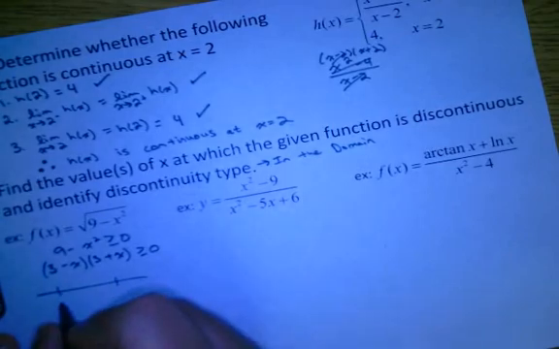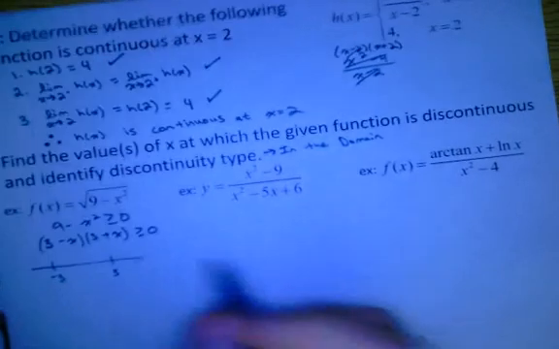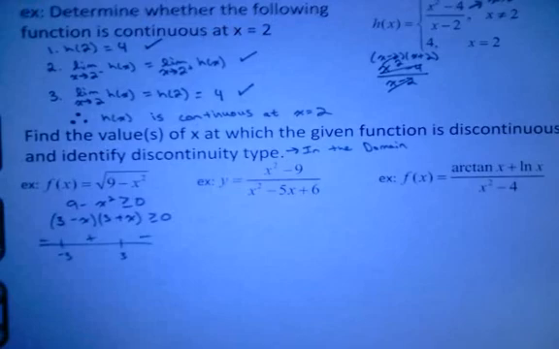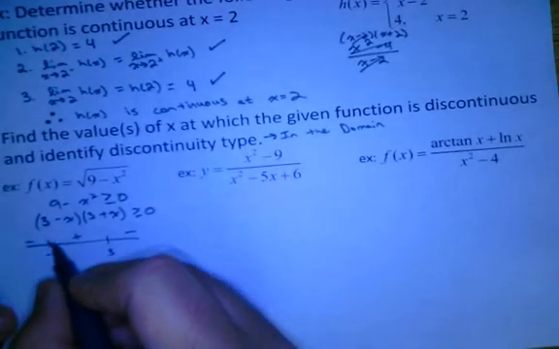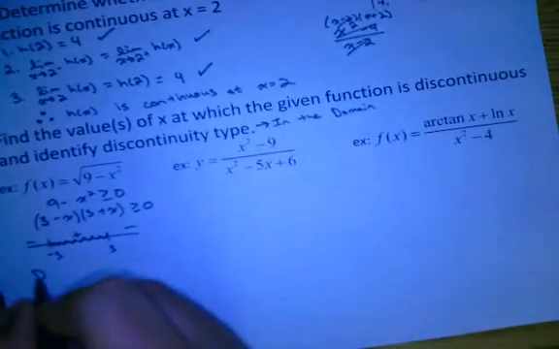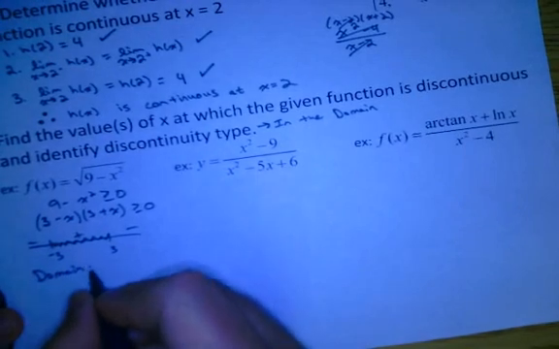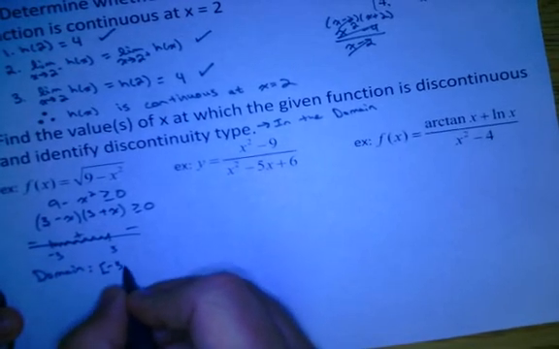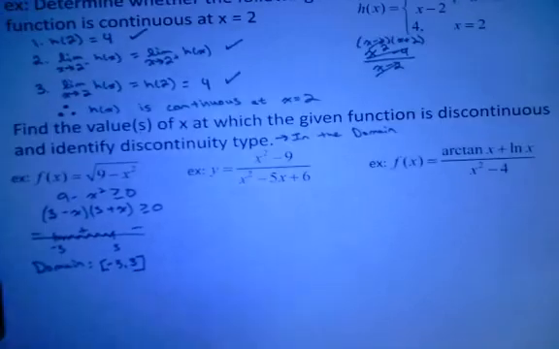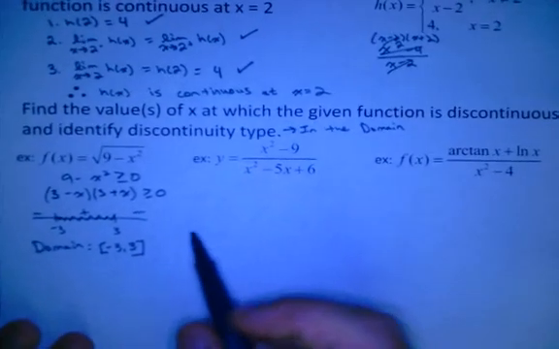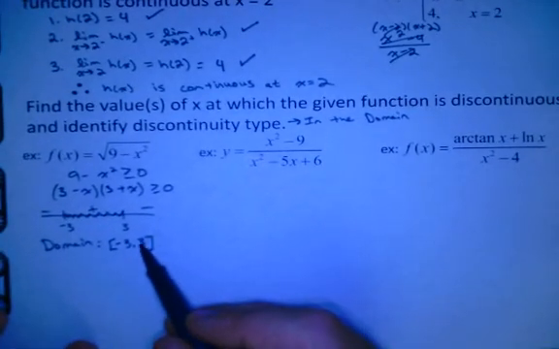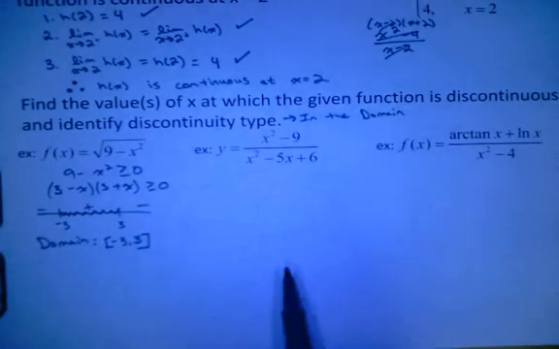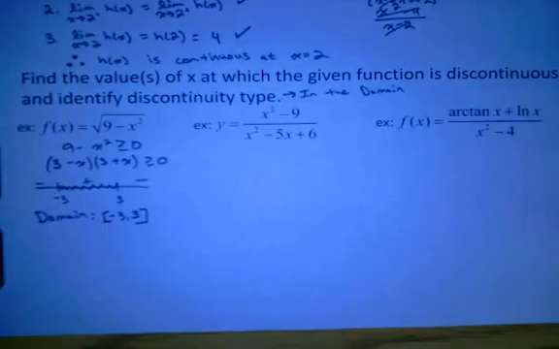Quick little chart here. Negative 3 and 3. So this needs to be greater than 0 right here. So my domain for this function is just from negative 3 to 3. Okay, so if I find a discontinuity outside of that domain, it doesn't matter because it's not part of the function.